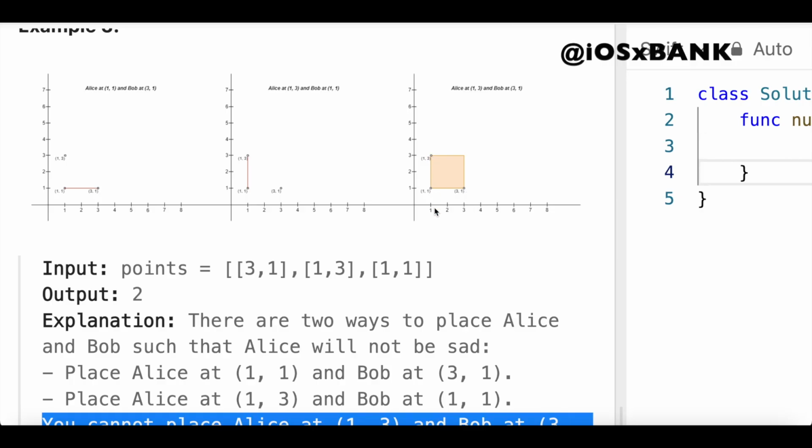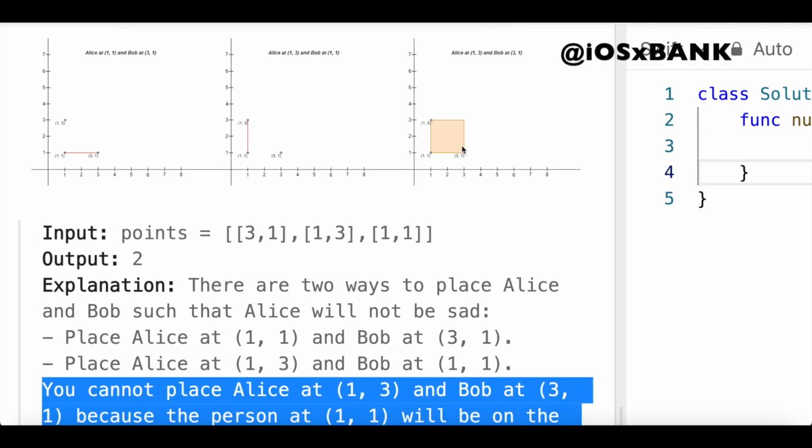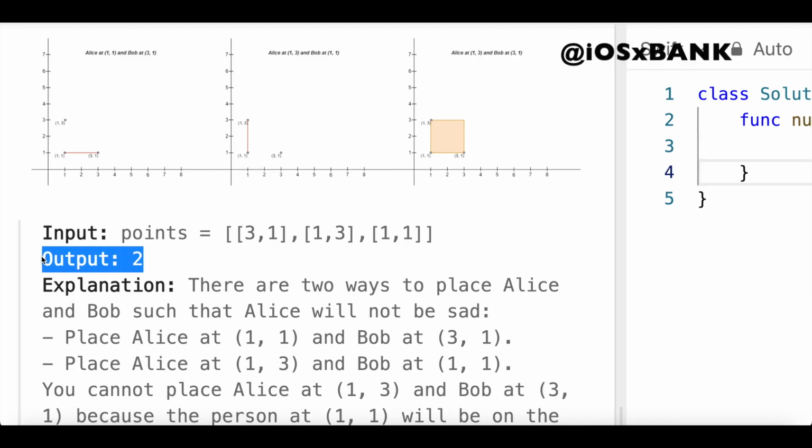If we put Alice here at 1, 3 and we put Bob here at 3, 1, that's not going to work, because when we draw our fence and we make our fence, there's a person right here at 1, 1, which is on the fence, and that's not what we want. Alice will be sad because there's a third wheel on the fence, and that's not what we're looking for. So this does not fit our requirements, so we cannot include this in our output. We can only include these two in our output, and since there's two different options, we return our output of 2.